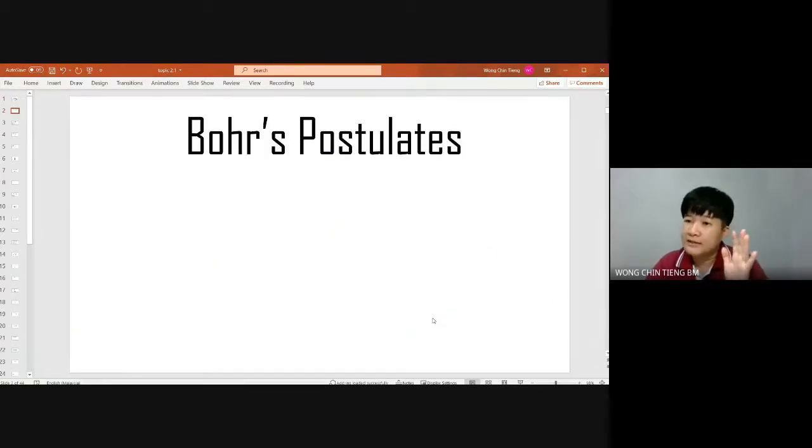Who made up this atomic model is a guy named Neil Bohr. So anak lelaki lain kali boleh panggil Muhammad Neil, Muhammad Bohr. So pandai sikit lah. Pandai kimia. Alright? Yalah, daripada Muhammad Azri tapi tak boleh jawab. But Muhammad Neil.